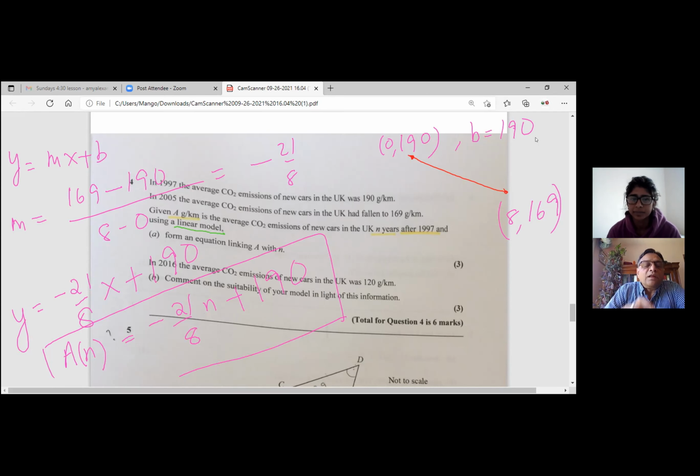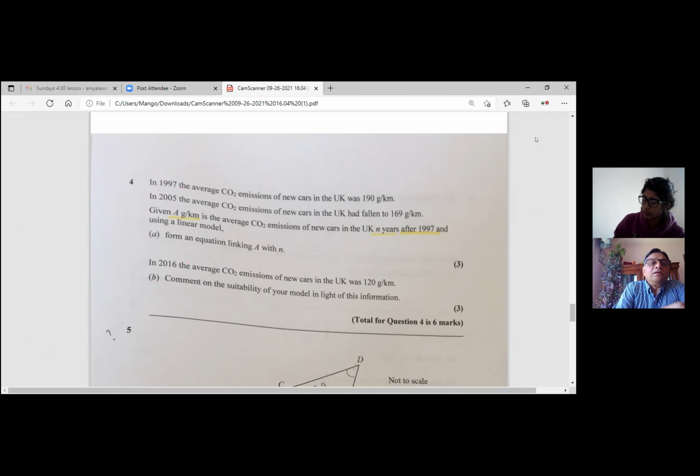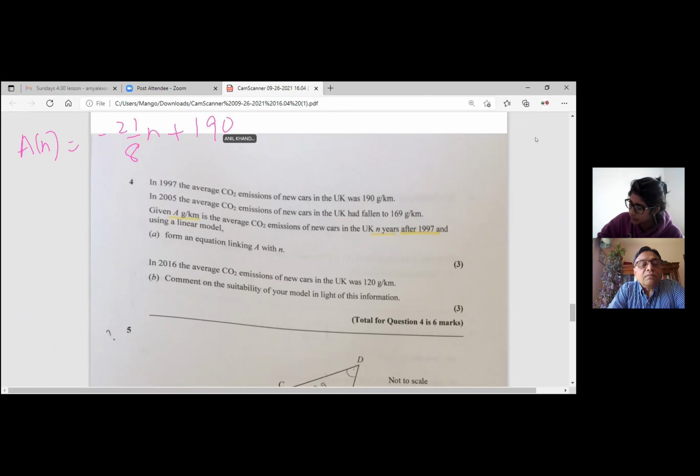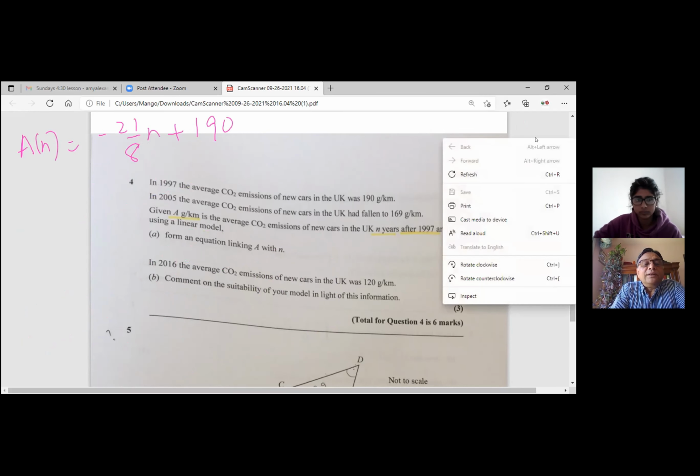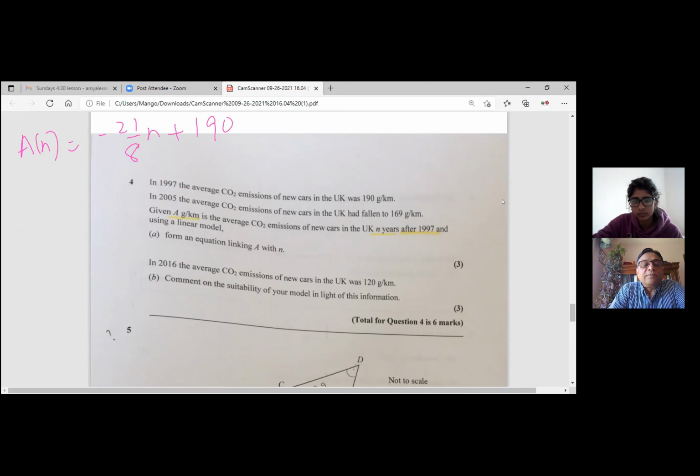Right. Now, let's do part B. So you make a note of this equation, minus 21 over 8n plus 190. So we have A as a function of n is minus 21 over 8n plus 190. Correct? Now part B is, in 2016, the average CO2 emission of new cars in UK was 120. Comment on the suitability of your model in light of this information.